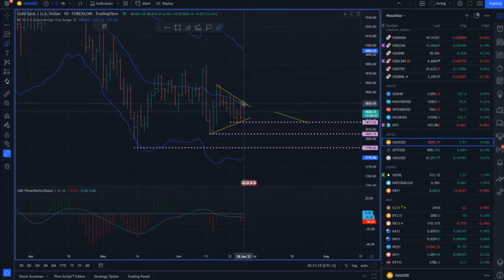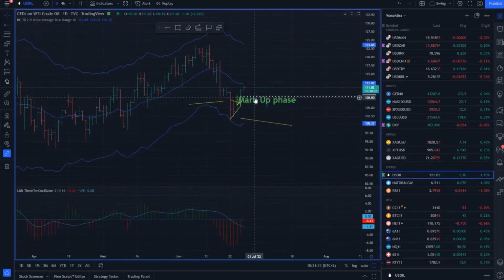From the other side, if the market takes the pin bar high and starts to clear this trend line, then we can open the door for higher prices and an eventual move towards 1857 or the area around 1870. So watch for the breakout since the gold is in contraction.